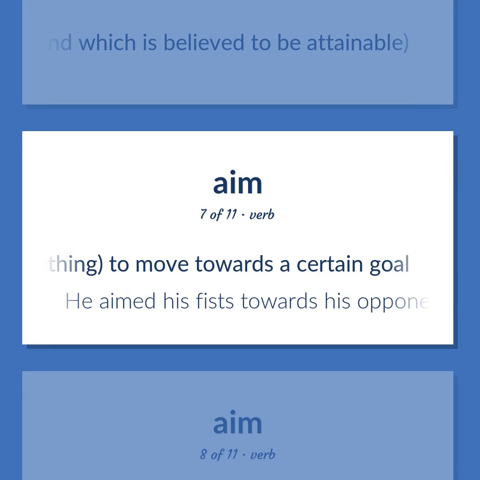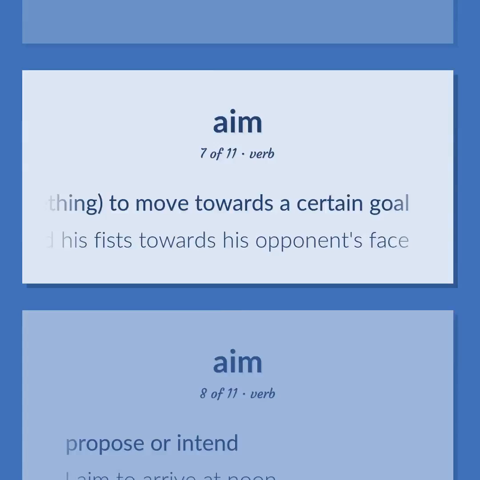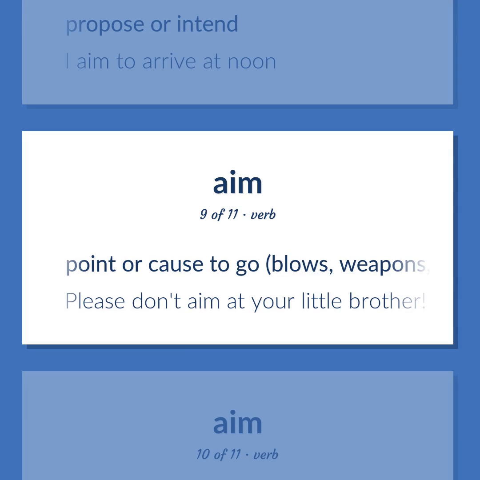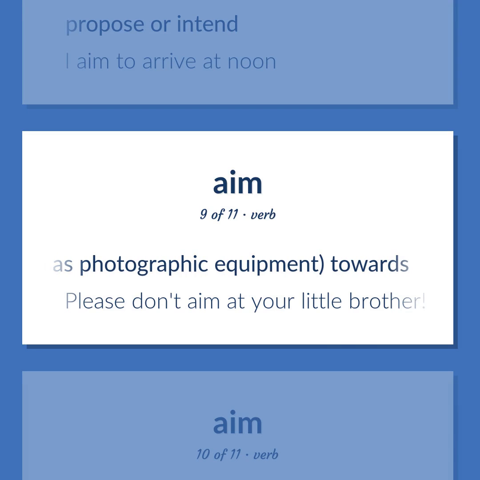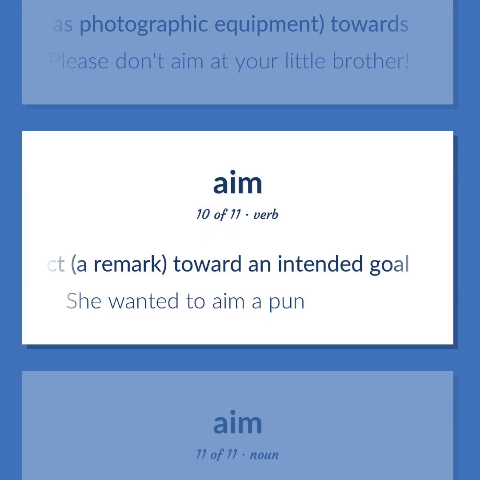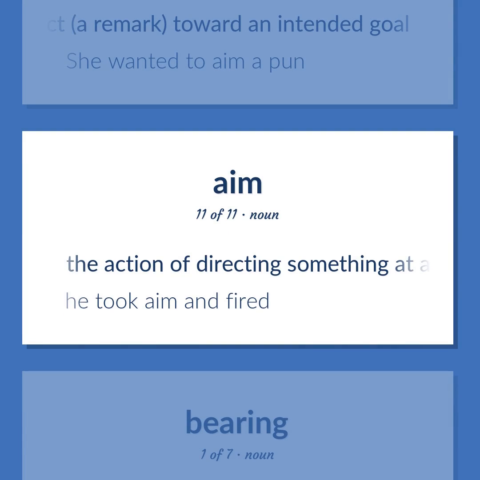He aimed his fists towards his opponent's face. Propose or intend. I aim to arrive at noon. Point or cause to go blows, weapons, or objects such as photographic equipment, towards. Please don't aim at your little brother. Direct a remark toward an intended goal. She wanted to aim a pun. The action of directing something at an object. He took aim and fired.